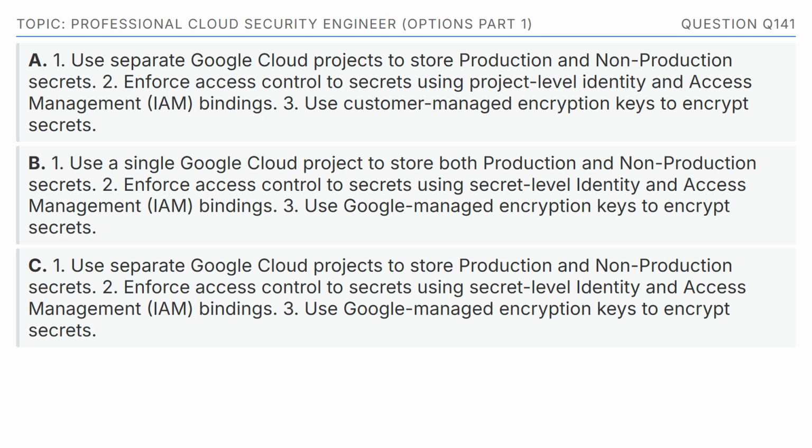Option C, 1. Use separate Google Cloud projects to store production and non-production secrets. 2. Enforce access control to secrets using secret-level identity and access management, IAM, bindings. 3. Use Google-managed encryption keys to encrypt secrets.